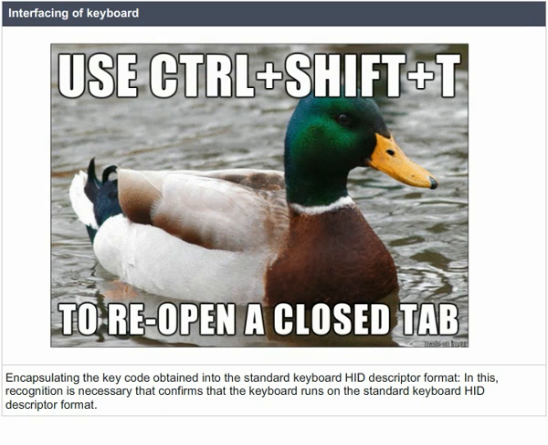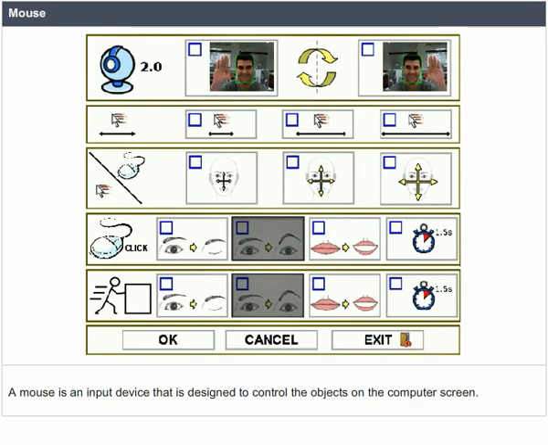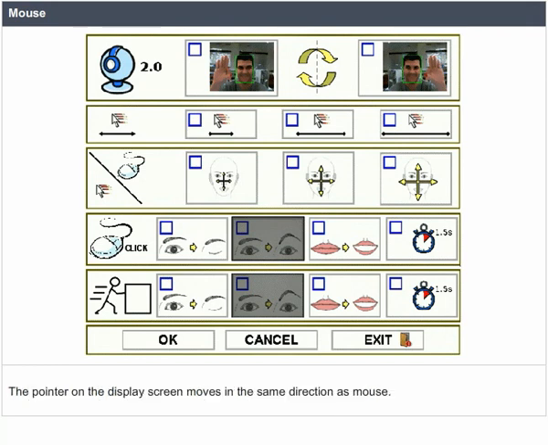Mouse. A mouse is an input device that is designed to control the objects on the computer screen. It helps in controlling the movement of the cursor on the display screen. The mouse is basically a small object which can be rolled along a flat or hard surface. The pointer on the display screen moves in the same direction as the mouse. A mouse normally contains one button and many times it has three.